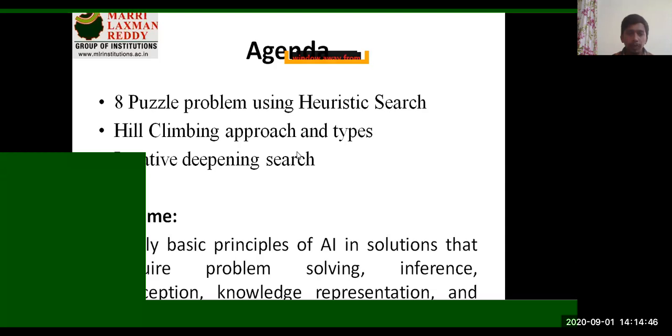After that we'll be discussing iterative deepening search, and probably we also will be talking about one more algorithm called the A star search algorithm, which is a very important technique as part of your heuristic search methods. So coming to your syllabus, guys, this is very important.